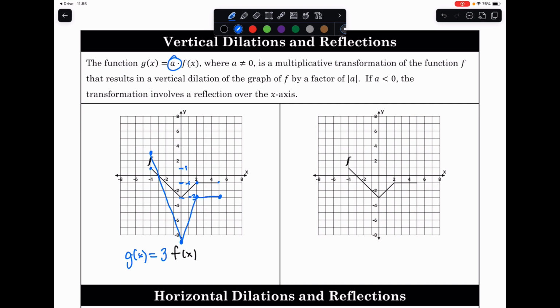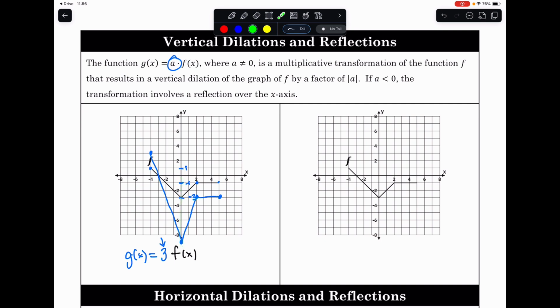So all I am doing when I do a vertical dilation is multiply my y values by whatever that scalar is, and make it that many times bigger, or make the distance from the x-axis that many times bigger. So instead of only going 1 unit high, like this point only goes 1 unit above the x-axis, it's now going to go 3 times as high. So 1 times 3 is 3. This point right here, instead of only going 3 units below the x-axis, is going to go 3 times as far. So 3 times 3 is 9, so -9. And then the same thing with those values there.